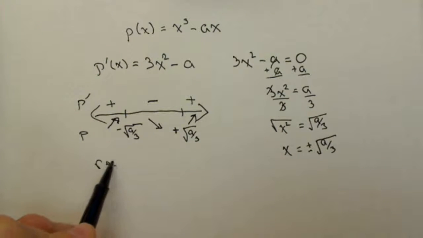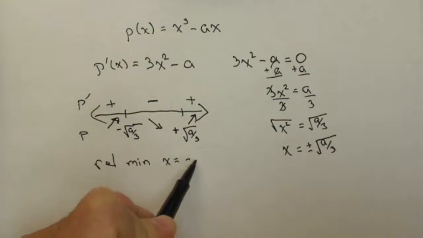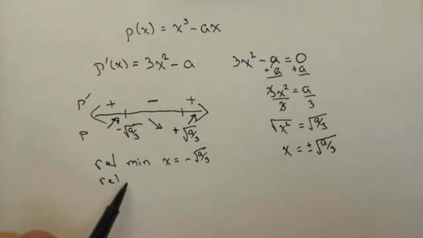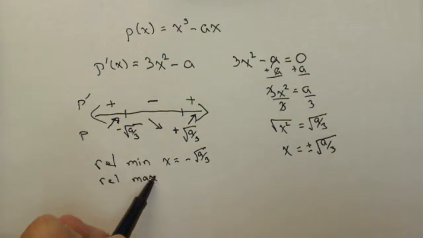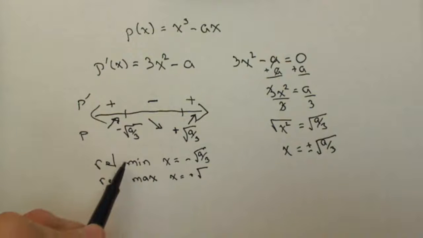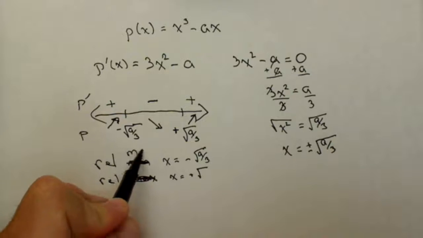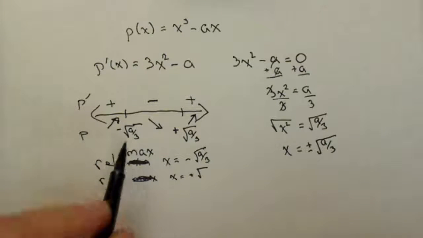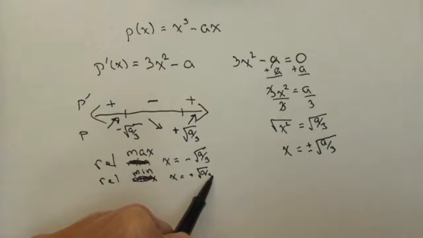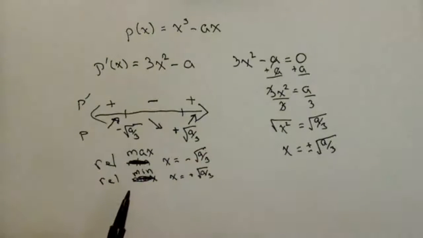So we've got a relative min for this function at x equals negative square root of a over 3. And we have a relative max at x equals positive. Sorry, I got those backwards. We have a relative max at negative radical a over 3. We have a relative min at positive radical a over 3, as we can see from our sign chart. Max at negative radical a over 3, min at positive radical a over 3.